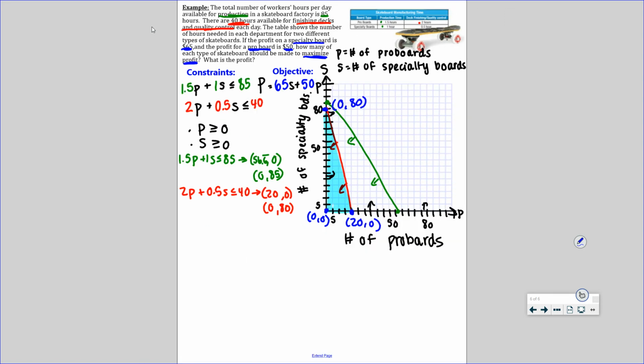So now to figure out which one's going to maximize our profit, that's when we plug these ordered pairs into our objective. We have our profit equation. Our objective is 65 times the number of specialty boards plus 50 times the number of pro boards. And we're going to plug in, just like we did yesterday, those vertices of our shaded region. We only happen to have 3 in this case.